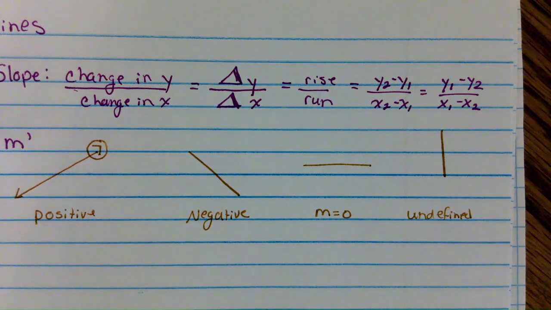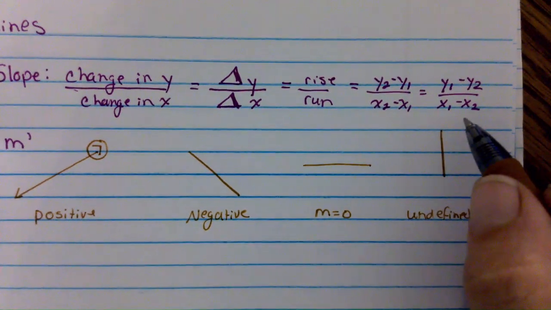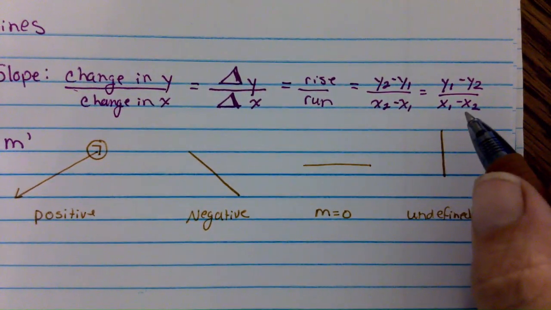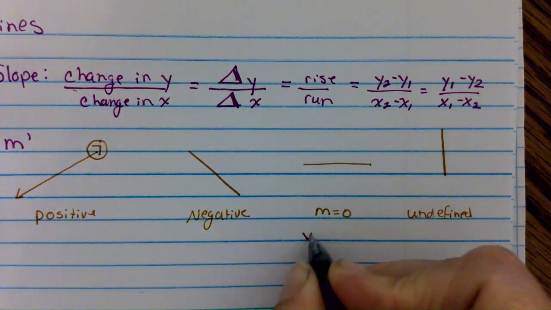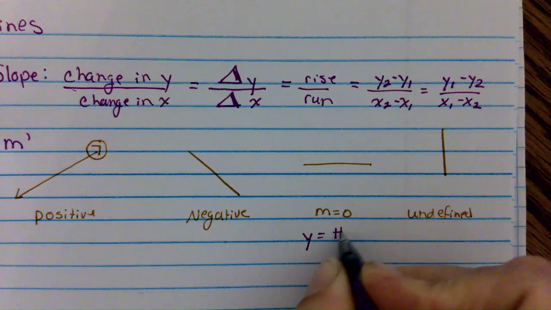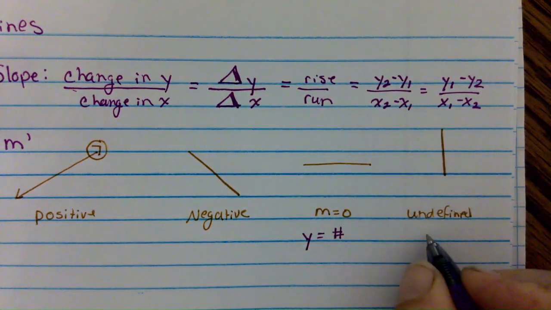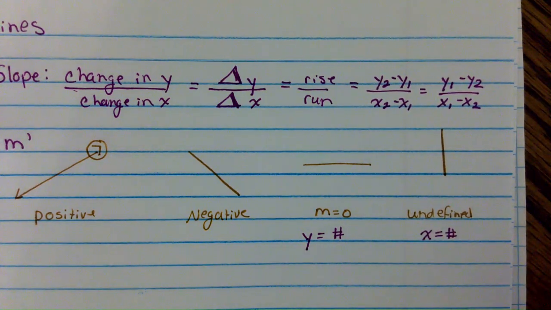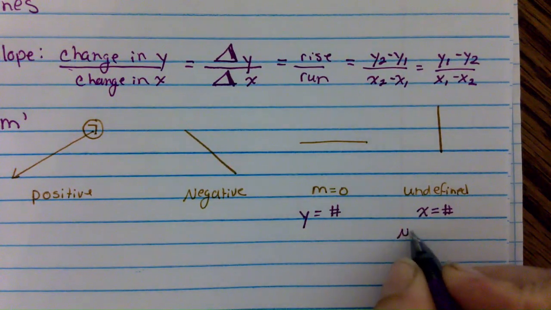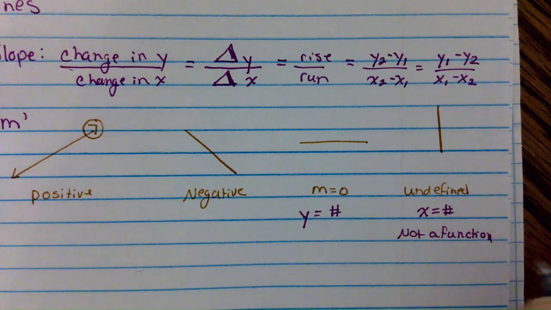And the reason why it's undefined is when you subtract your x's, you get 0 for the denominator, and you cannot calculate a division by 0. So anytime these are graphed, this would be graphed as y equals your value because it's going to cross the y-axis somewhere. This is going to be graphed as x equals a value because it's going to cross the x-axis at some point. This is also not a function. Every other line is a function except for a vertical line. So please keep that in mind.